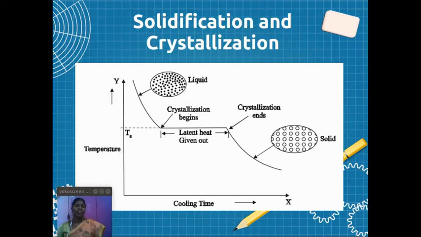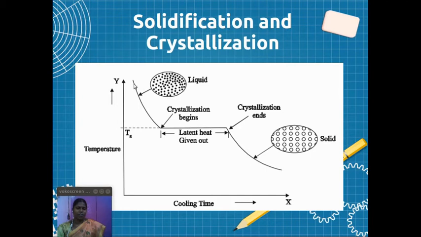When you look at this figure, the cooling time increases. At a particular temperature, the process of crystallization begins. So, the crystallization process depends on the cooling time. Here the material is in liquid state, which means when we think about semiconductors like silicon or germanium, they should be in melt form, that is, liquid form of the material.